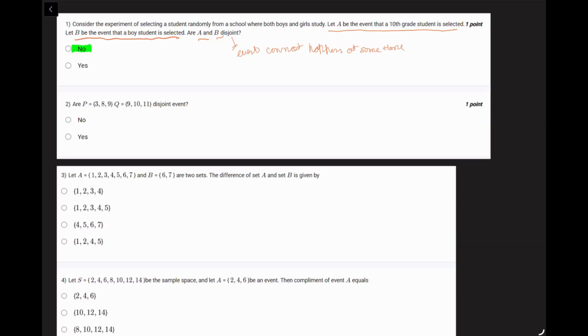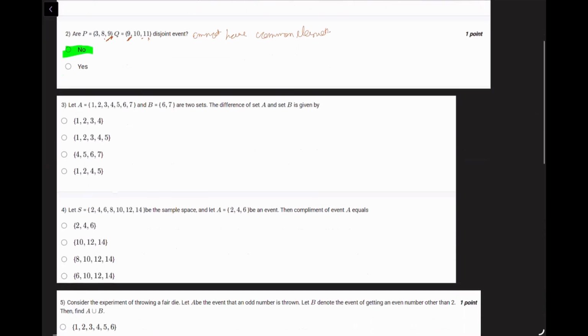The reason being, you have 3, 8, and 9, and you have 9, 10, and 11. Here, both 9 and 9 are common. Disjoint events cannot have common elements, which means 9 shouldn't have occurred in both. That's why this is no.